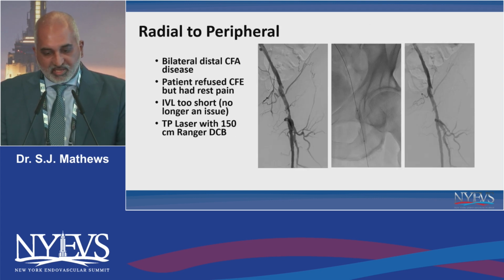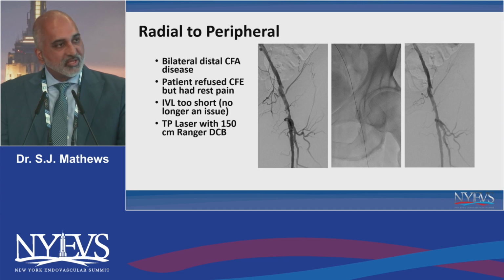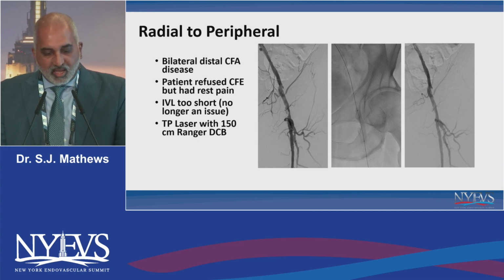So you can see in this particular case, this is one that you could argue the patient should have had a common femoral endarterectomy, but they refused, and they also had rest pain as well too. This was an issue previously because we didn't have good IVL options, but luckily we do have slightly longer ones now. And I was able to take care of this patient with a transradial turbopower laser catheter with 150 centimeter Ranger DCB. The long shaft Rangers are actually only on the long length DCB balloon, so you can't get a shorty and you have to put a long one in to make it work from an R2P approach.